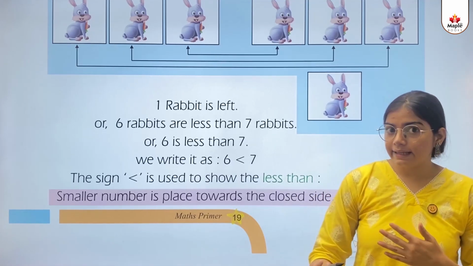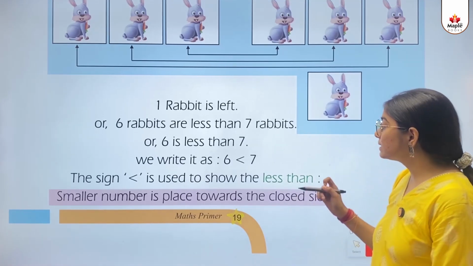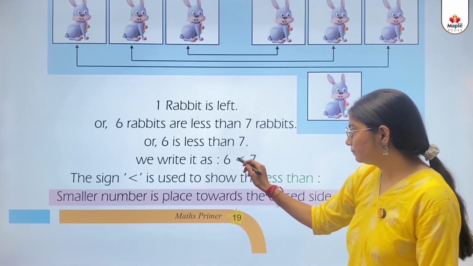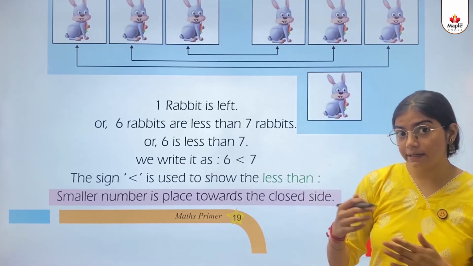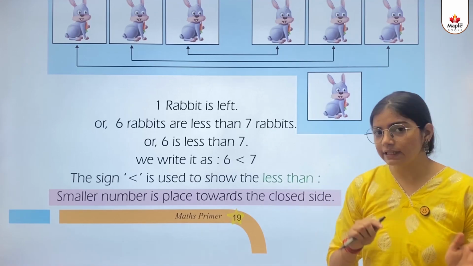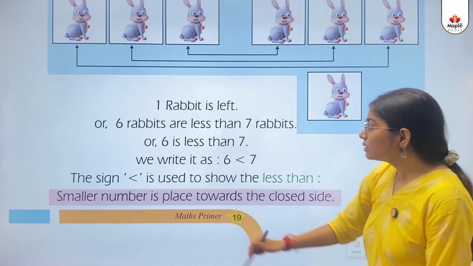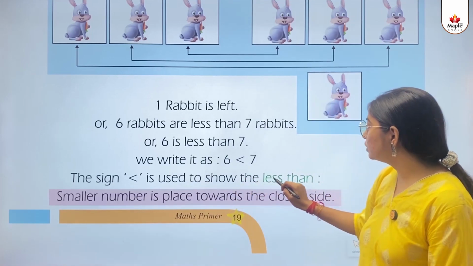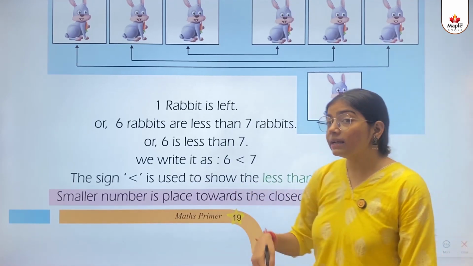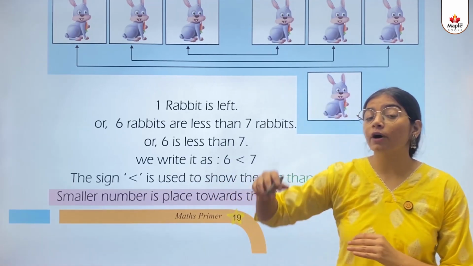For the less than in maths, we use this symbol. It is similar to the previous one, but we will understand what is the difference here. The sign this is used to show the less than. But how is this different from the previous one?